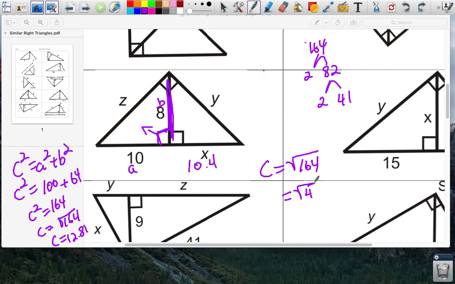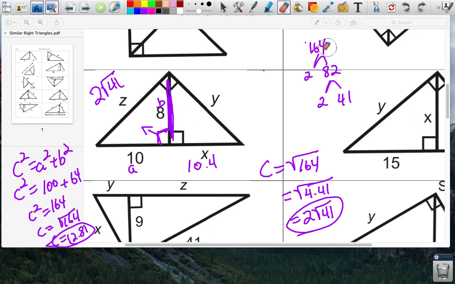That becomes 4 times 41, which is the same thing. The square root of 4 is 2, so we get 2 square root of 41. You can leave it like this, or you can leave it like this. Both of them are good. Now we need y. For x, I'm going to leave this as 2 square root of 41.